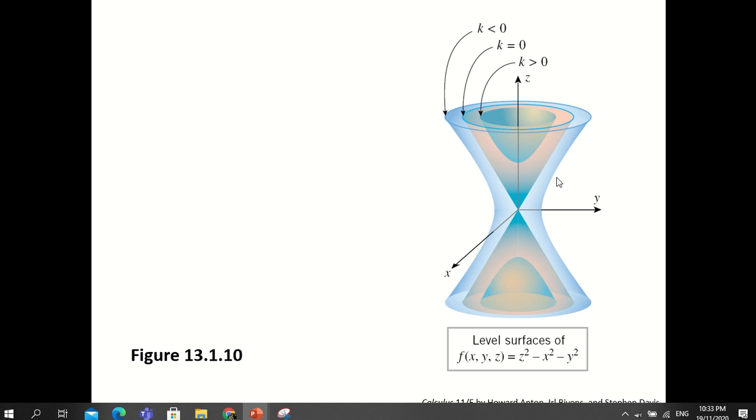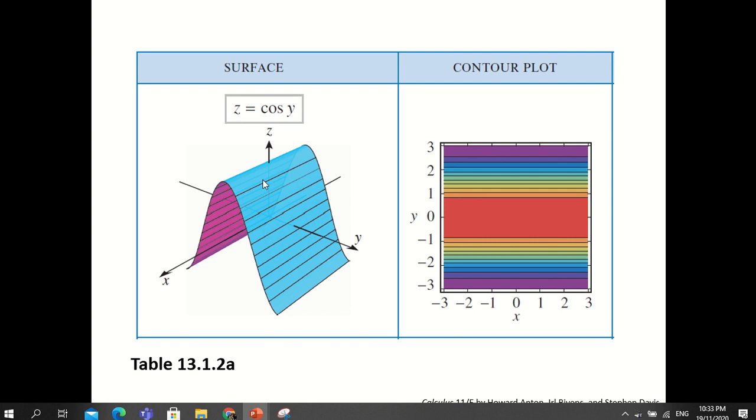Now for surfaces, from this illustration, again we have the xyz axes. z here is represented by cosine y. If you look at this part here, this is a cosine curve. This is a surface that follows the cosine function. The contour plot of this looks like this.